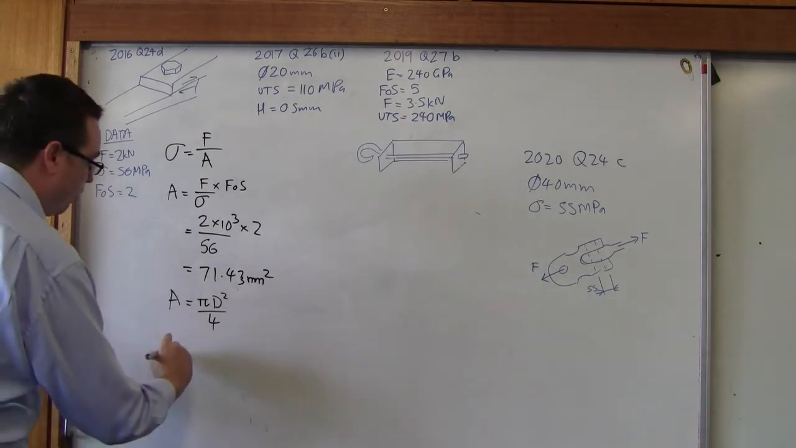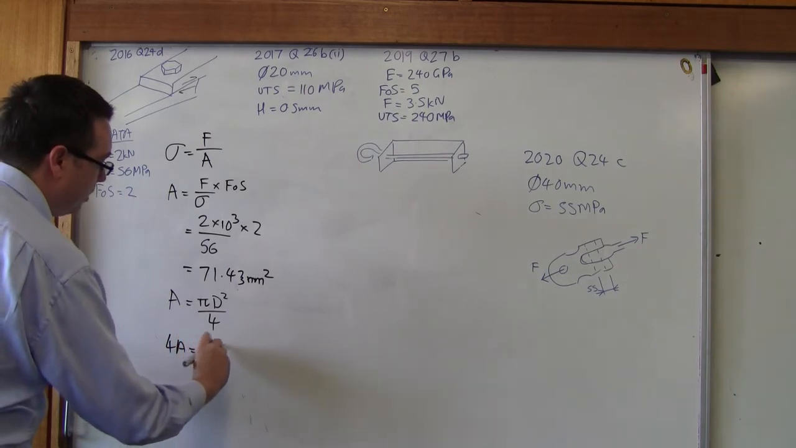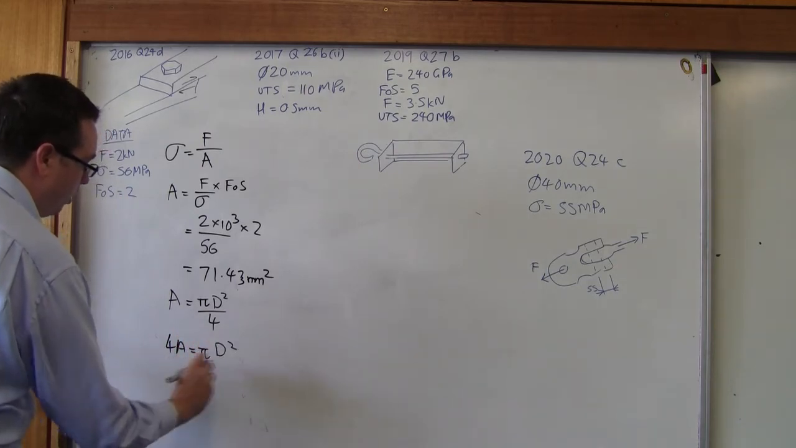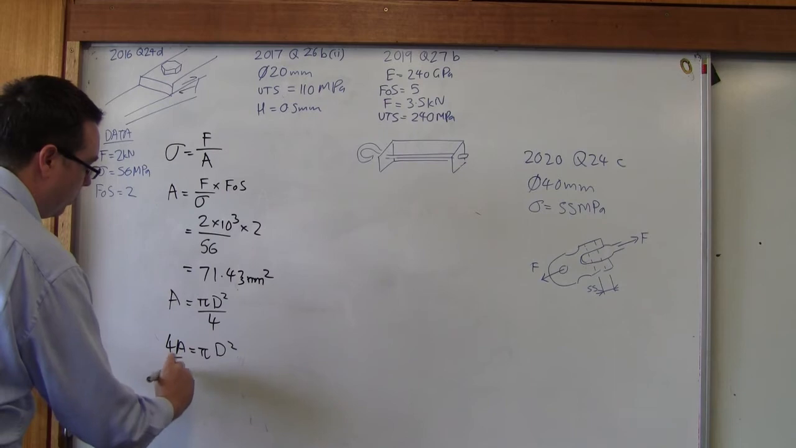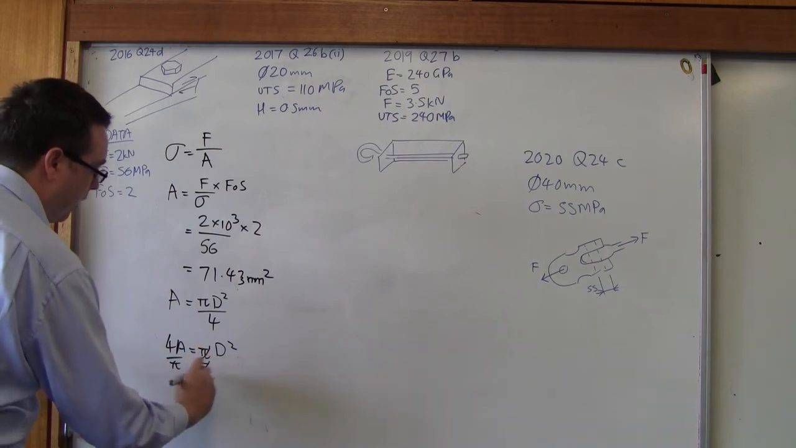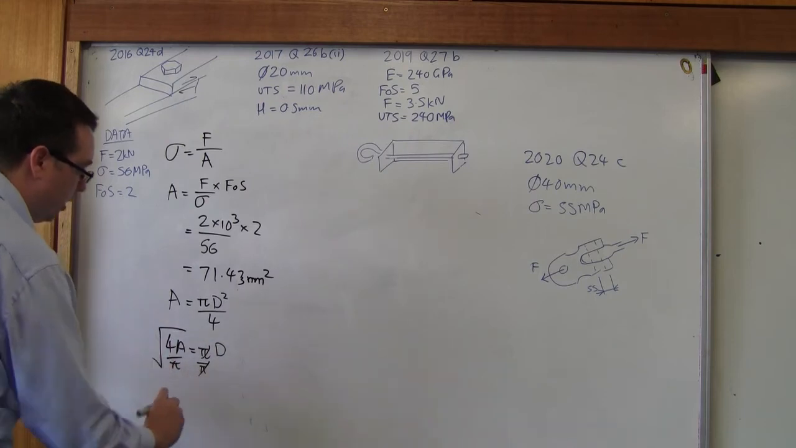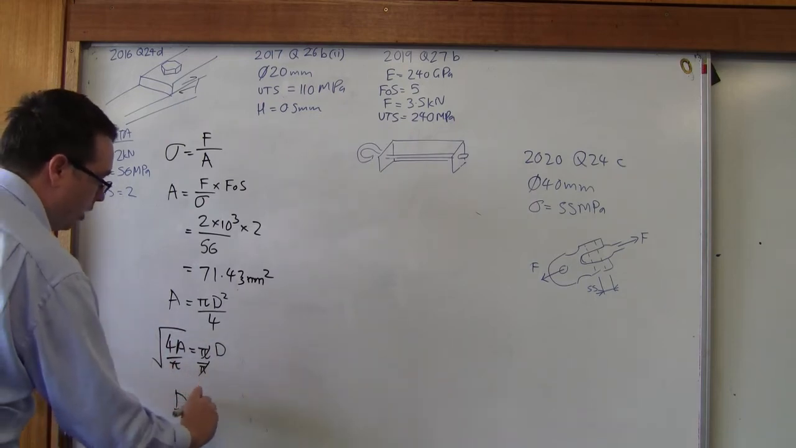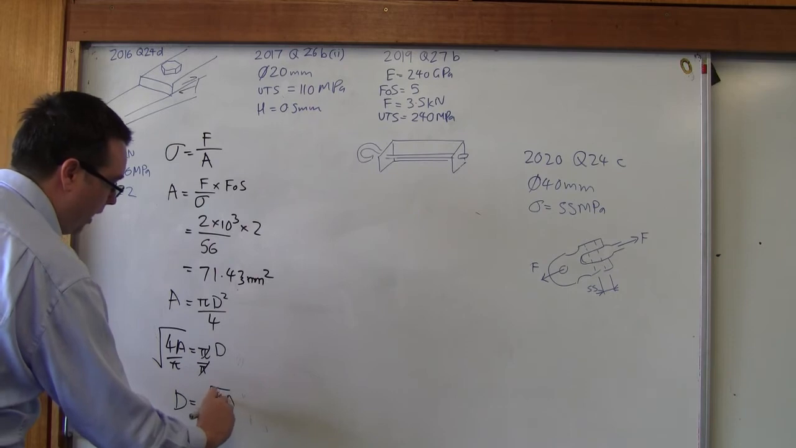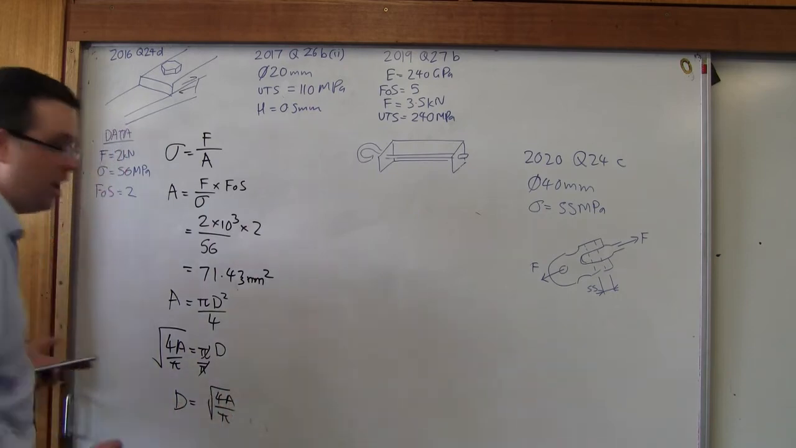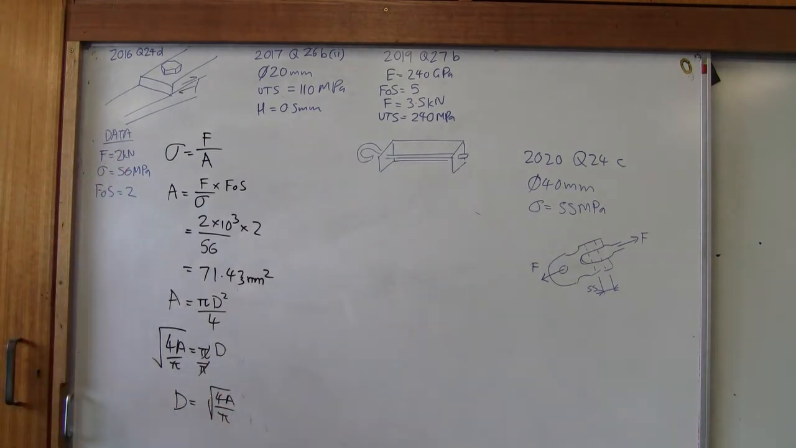So I'm going to rewrite that as 4a equals pi d squared, right? Then I'm going to divide both sides by pi. And so I've got d squared, so I can remove the d squared by square rooting that. So I can say d equals the square root of 4a over pi. I unfortunately can't do that in my calculator. Someone already done that?